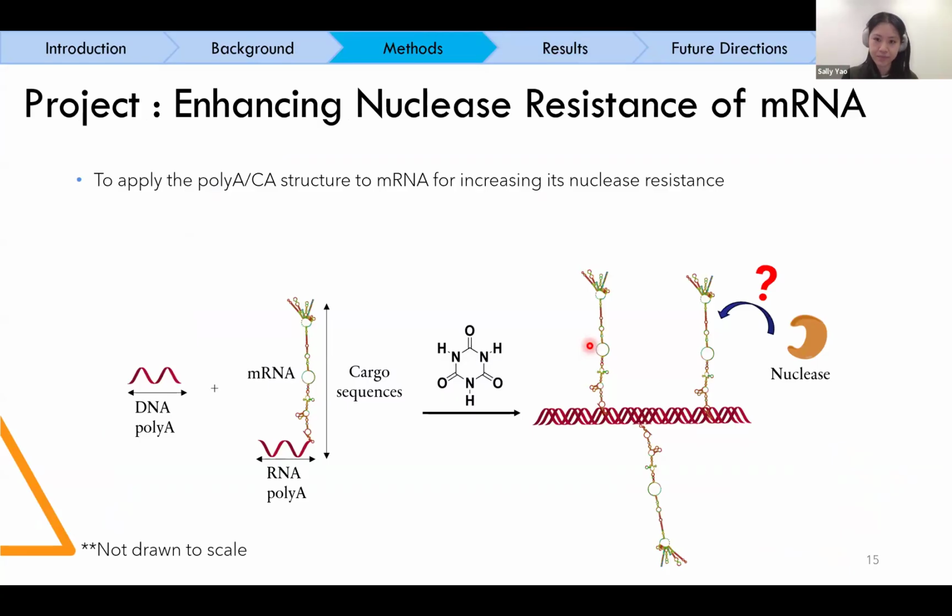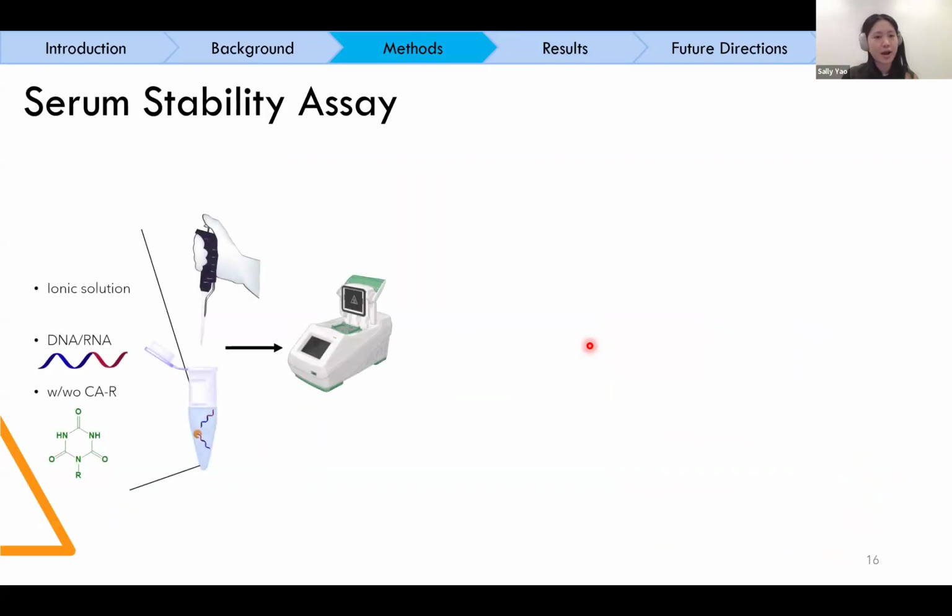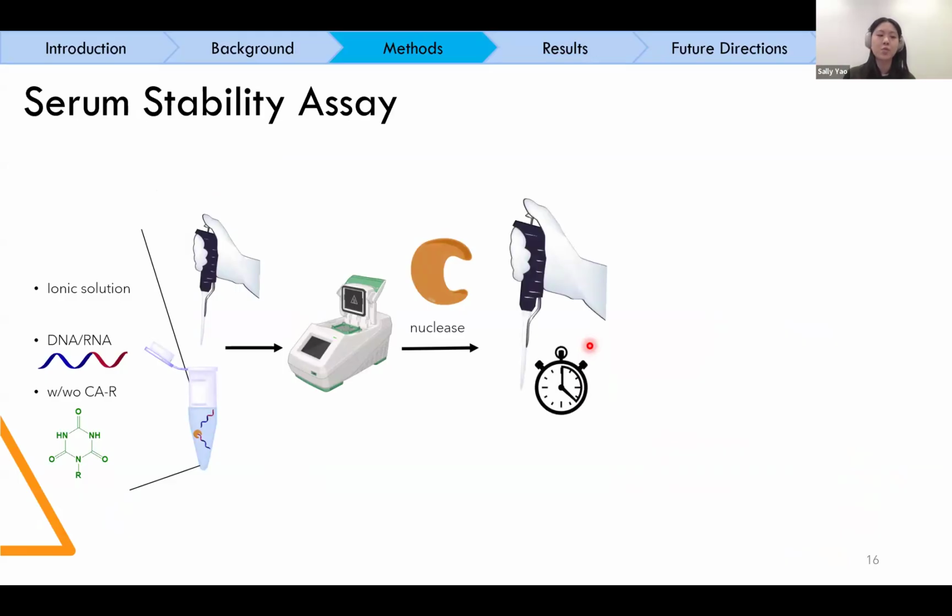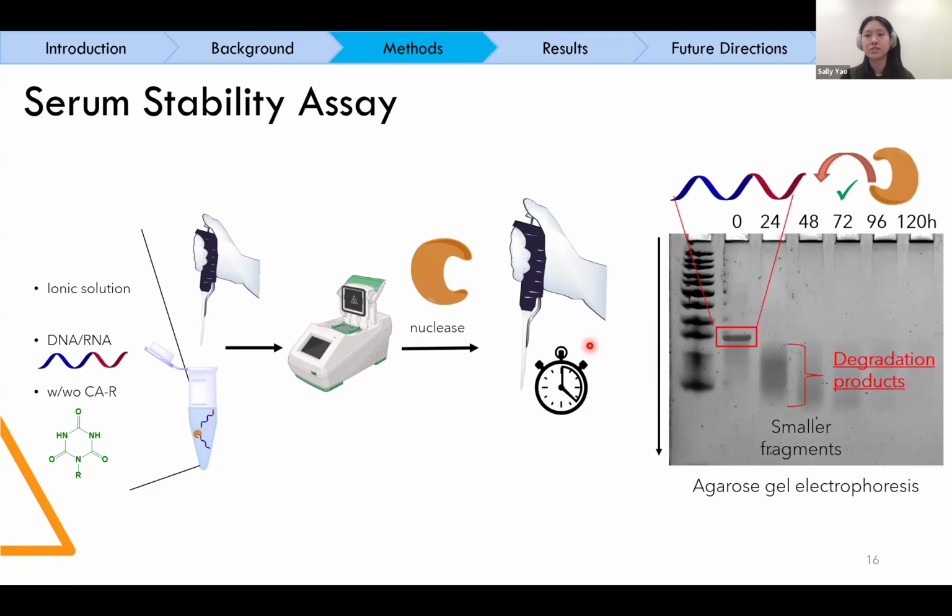nuclease resistance. So just to go through the serum stability assay that I'll be doing: we have two sets of buffer, one with and one without cyanuric acid, and you put your nucleic acid of interest inside. I slightly anneal it, add the nucleases, and take time points to run gels to see whether the nucleic acid degraded or not.